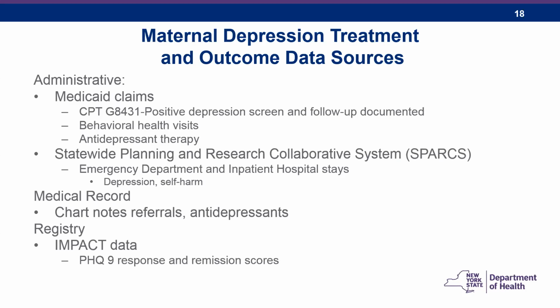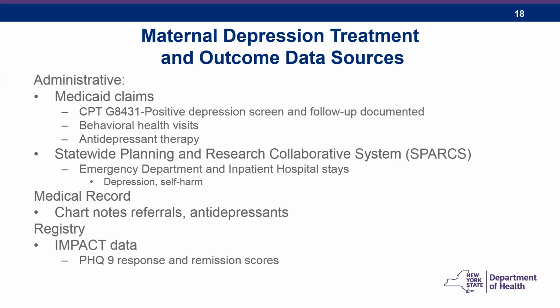And then looking at Medicaid and SPARCS data for the broader population, not just Medicaid but all payers, we can look at discharges from emergency department and inpatient stays that are related to depression and self-harm, and how those relate to a pregnancy episode. So that's a fairly good data source for outcome data.